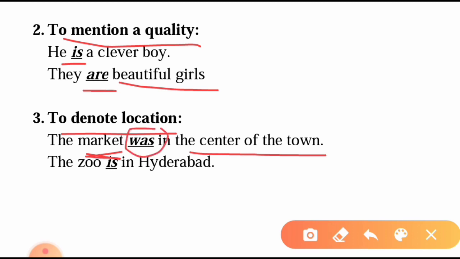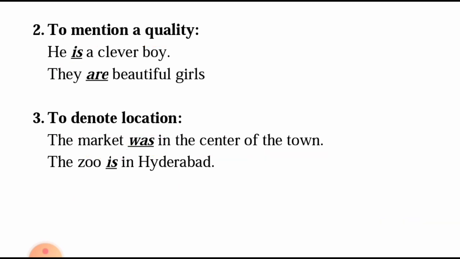Another example, you can see the zoo is in Hyderabad. So now you use here is, which is verb to be, to show the location of the zoo. Where the zoo is, it is in Hyderabad. So these are the three usages when you are talking about verb to be. Let's talk about verb to have.